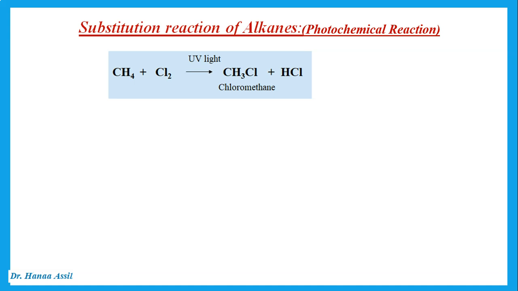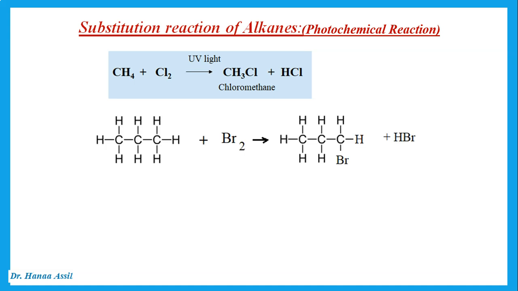Substitution reactions. We said substitution reactions of alkanes need UV light. So this is an example of a photochemical reaction. Now, substitution means you're going to remove one of the hydrogens and put a chlorine or a bromine instead of it. So my other product would be the H and the other chlorine or the other bromine.